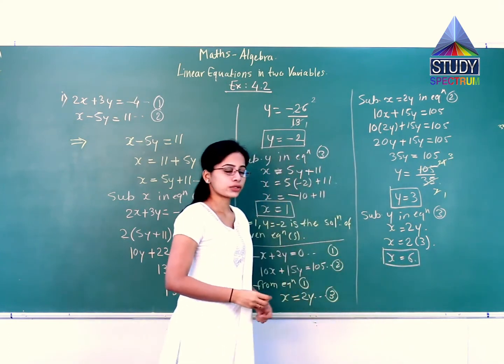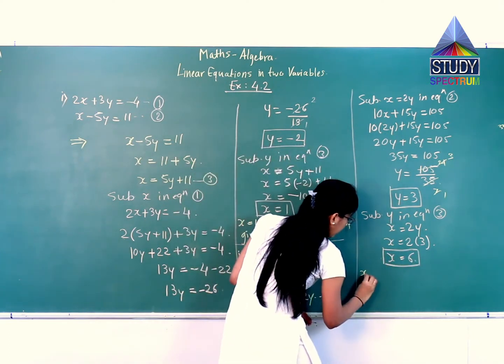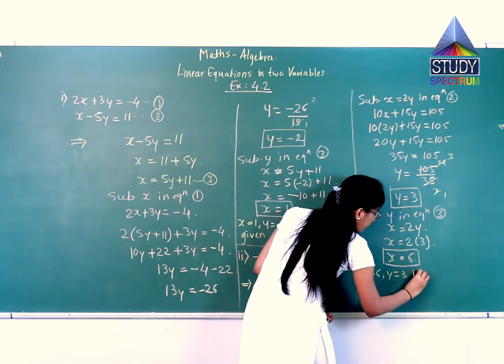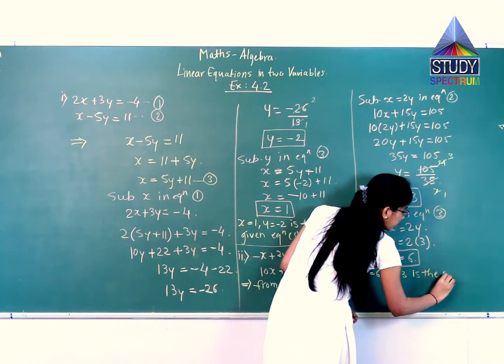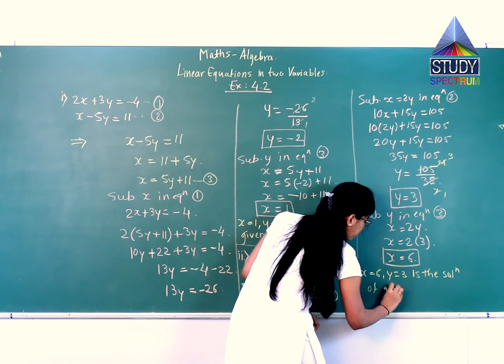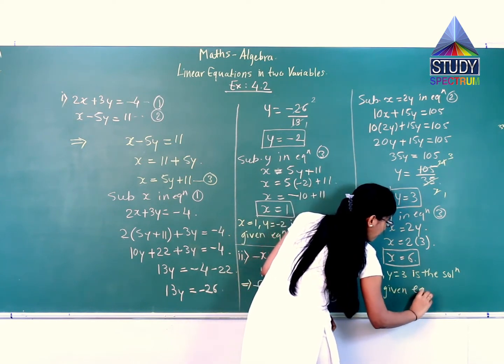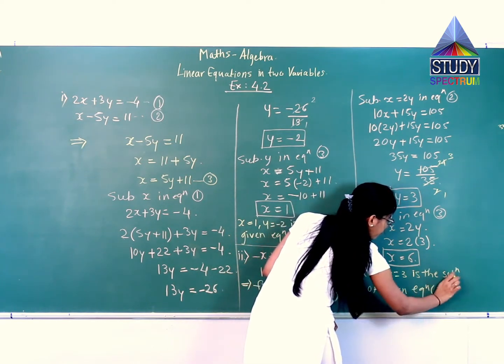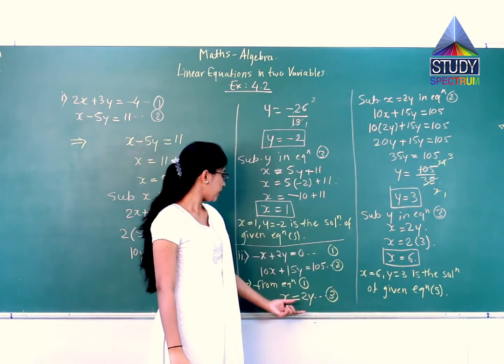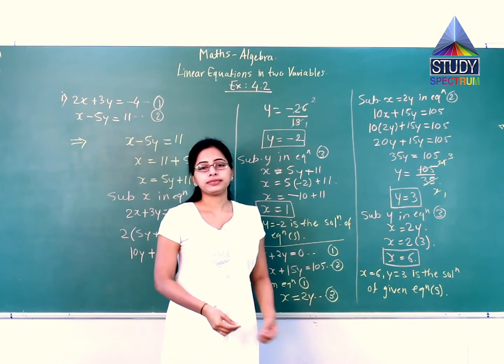We got x also. So here we will write x is equal to 6, comma, y is equal to 3 is the solution of the given equations. Very simple. So here we completed our second example.